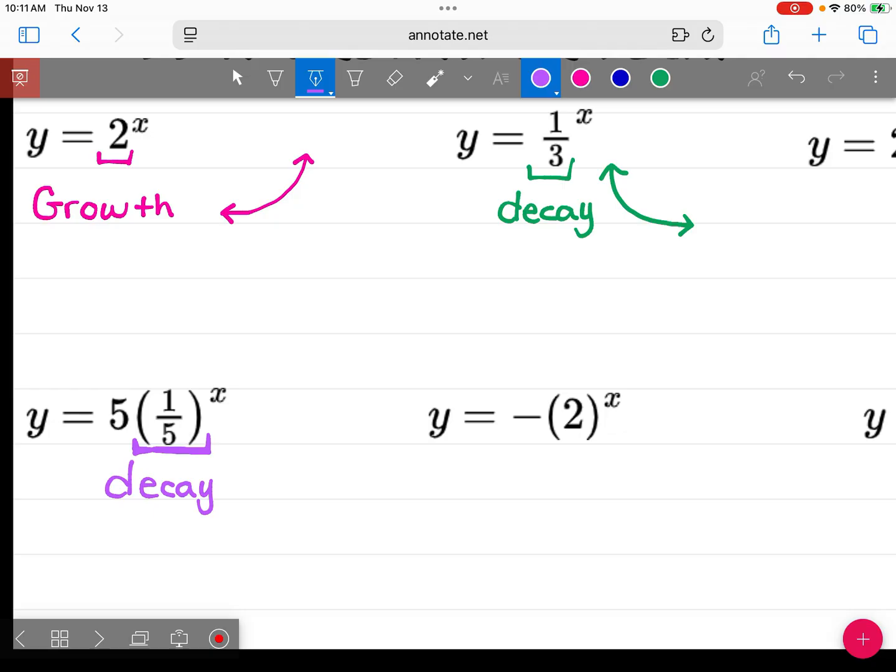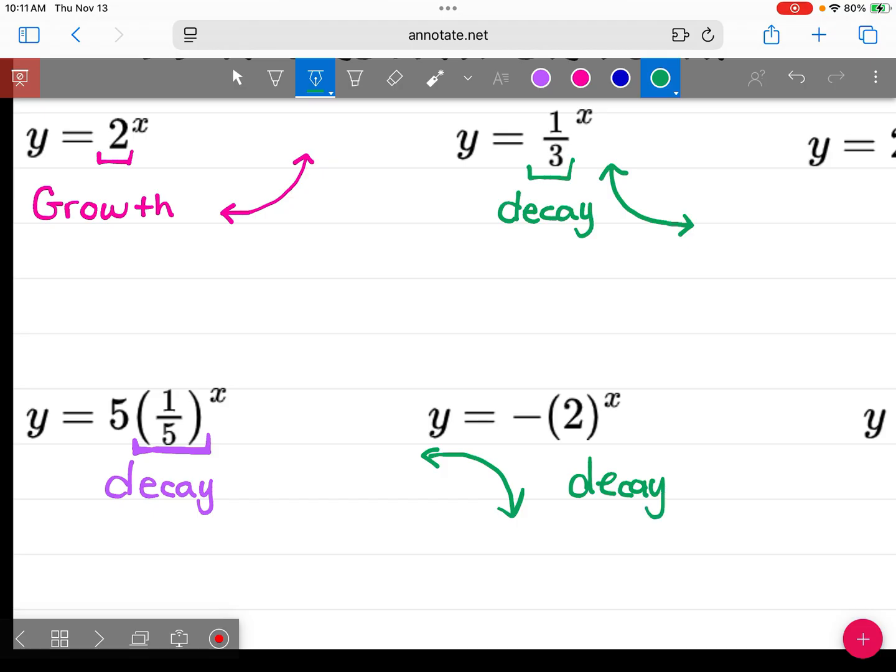We've got minus 2 to the x. I'm 100% with you that 2 to the x, like this is growth. This guy up here. What does a negative a value do? Flips it across the x-axis. So because we have an a value that's negative, it's been reflected. So now it's not pointing up like this guy. This has been reflected across the x-axis. It looks like this. So is it growth or decay? Decay.